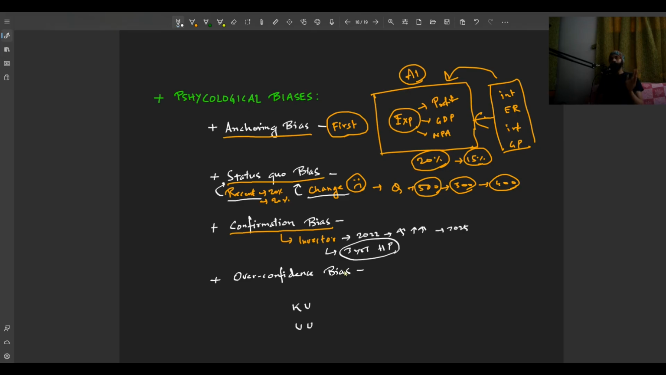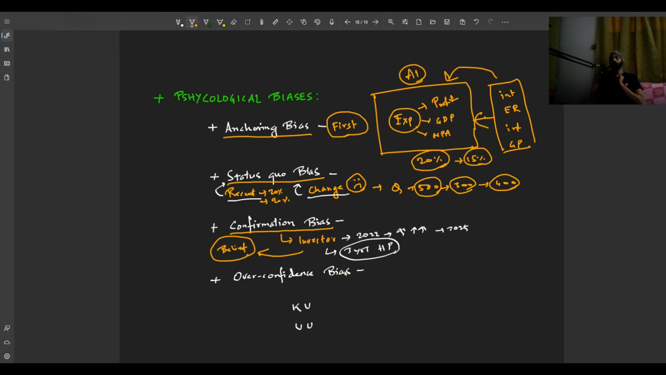What is happening here? Investor has a belief. The word is very important. Belief. And he or she is not willing to see data which contradicts the belief. He or she is not willing to even look at the data which contradicts this belief. He or she is too much attached to the belief, right? This is called confirmation bias.